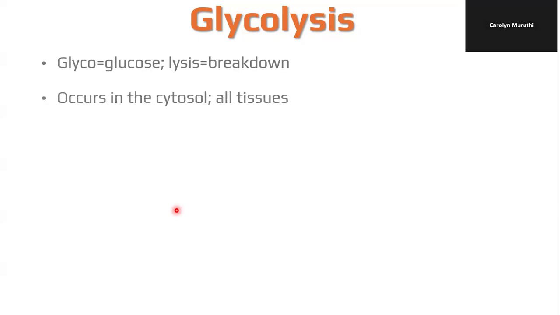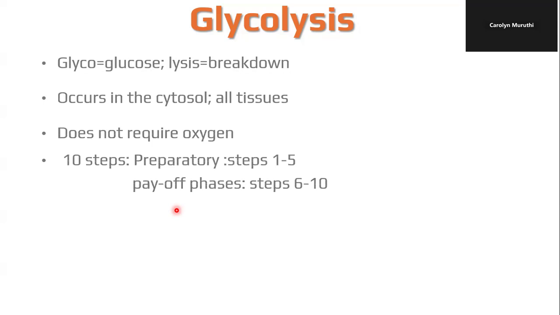So let us look at glycolysis in detail. When you're talking about glycolysis, it's glyco, which means glucose, lysis, breakdown, and therefore you can say glycolysis is the breakdown of glucose molecules. As we said, it occurs in the cytosol in all tissues, does not require oxygen, and there are 10 steps involved in glycolysis, which are divided into two groups. We have the preparatory phase, that is steps 1 to 5, and the payoff phase, steps 6 to 10.